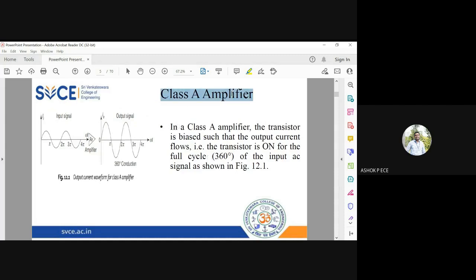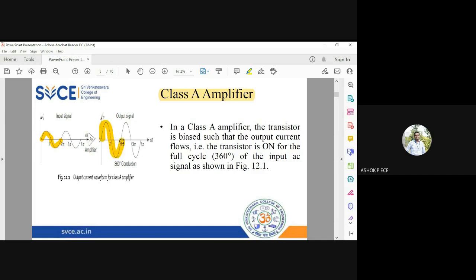So first one, Class A amplifier. Class A amplifier is a typical common emitter amplifier which is going to operate in the active region. See, the input signal is a sinusoidal signal. One full cycle of the input signal is fully amplified. One full cycle of the output signal is fully amplified.